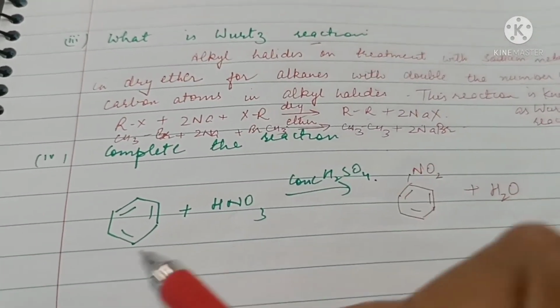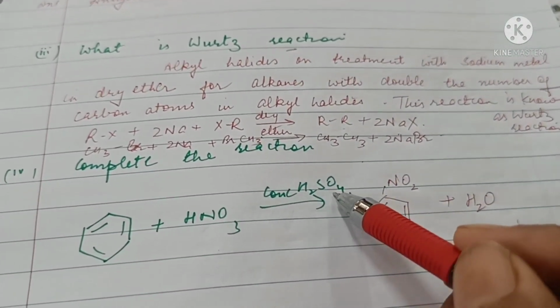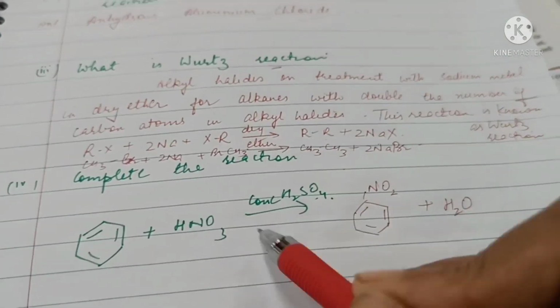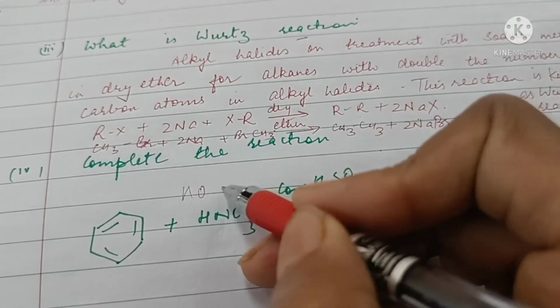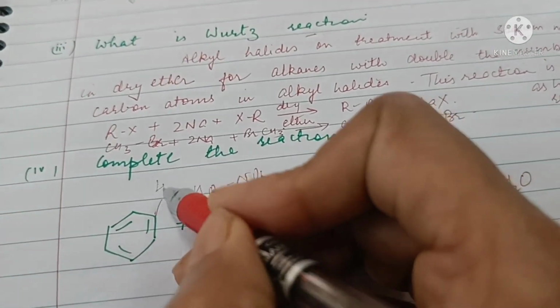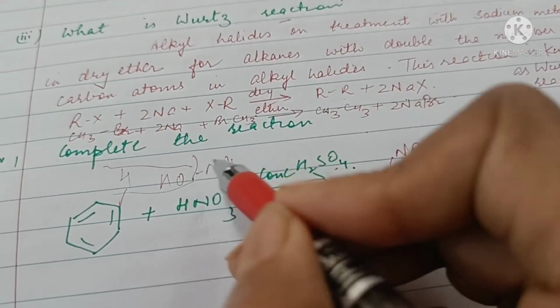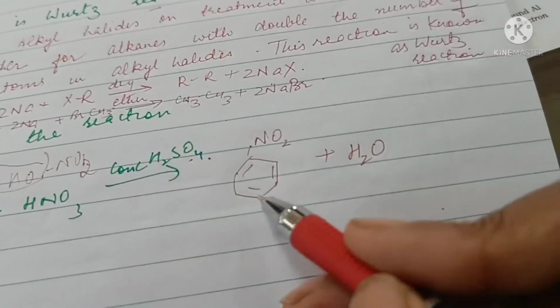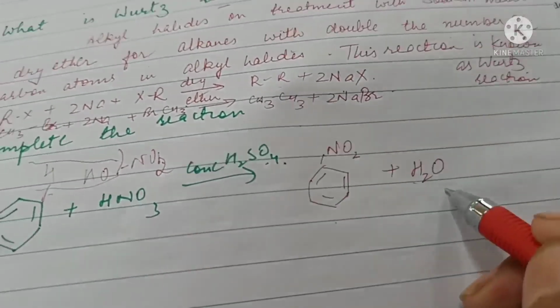Complete the reaction. Benzene plus nitric acid in presence of concentrated sulfuric acid. So the OH of nitric acid combines with the H of benzene to form water, and NO2 gets attached. So nitrobenzene is formed along with water.